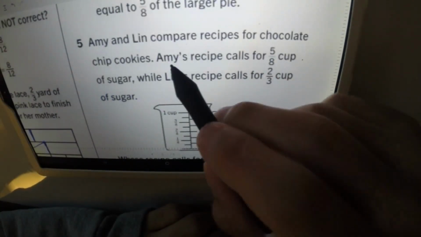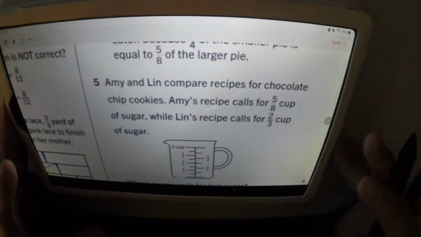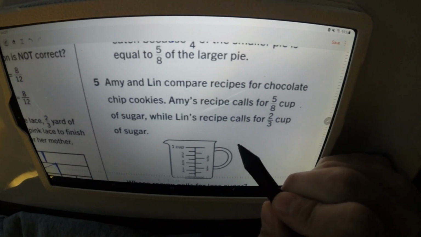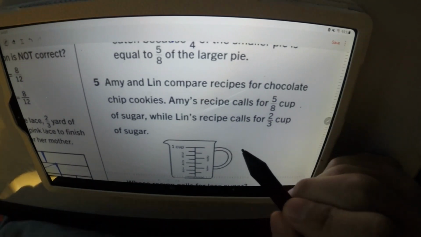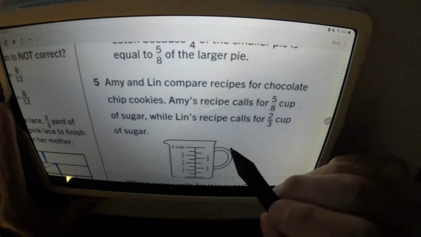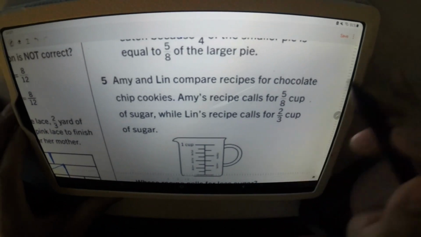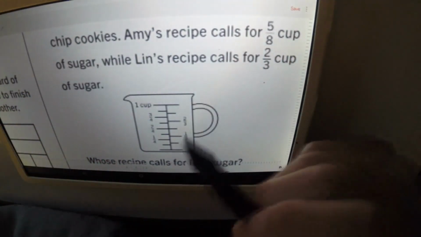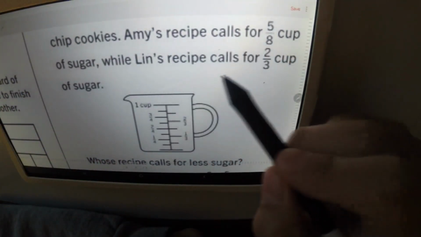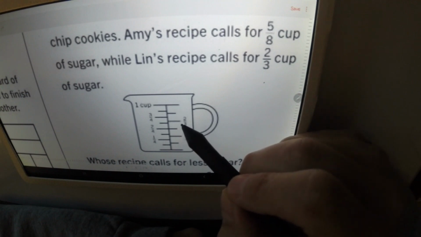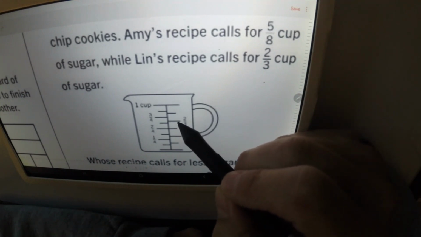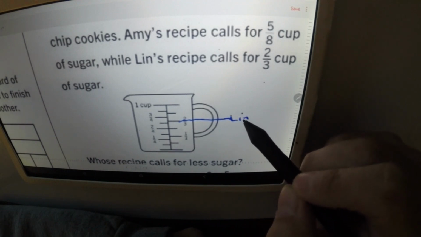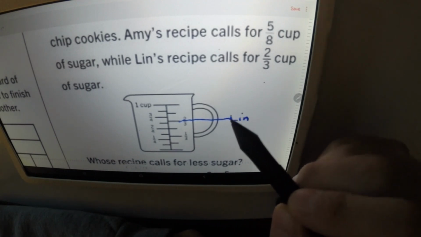Amy and Lynn compare recipes for chocolate chip cookies. Amy's recipe calls for 5/8 of sugar, while Lynn's recipe calls for 2/3 of sugar. So Amy's 5/8, Lynn is 2/3. Now they give us this visual cue here at the bottom. So let's mark Lynn. You see here it says 2/3. We know that's easy for us. That's Lynn, that's how much sugar Lynn had.